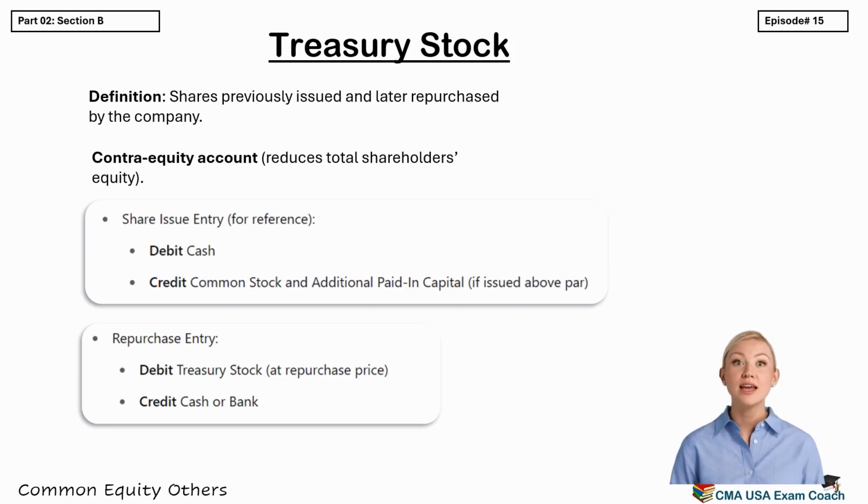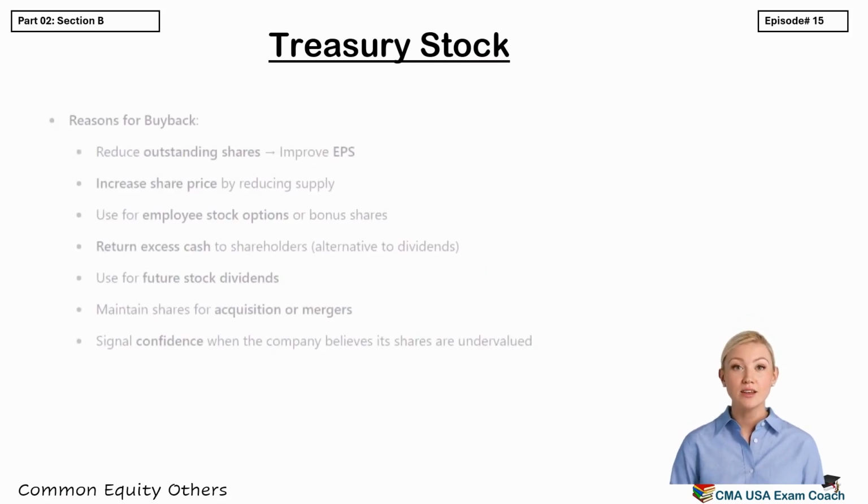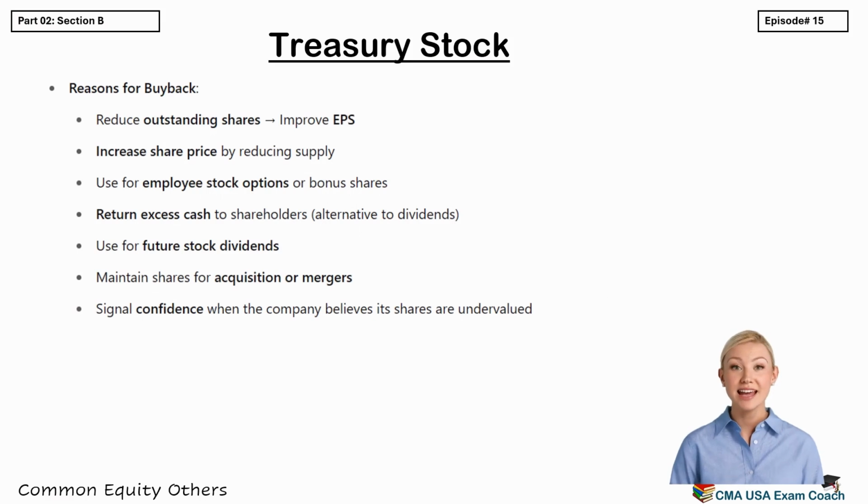Now let's understand why companies repurchase their own shares and why treasury stock exists in the first place. There are several strategic reasons for a share buyback. First, to reduce the number of shares outstanding. When fewer shares are in circulation, metrics like earnings per share, or EPS, often improve, making the stock more attractive to investors. Second, to increase the market price of shares. By reducing supply, the company can influence demand and push the price higher, especially if the stock is currently undervalued.